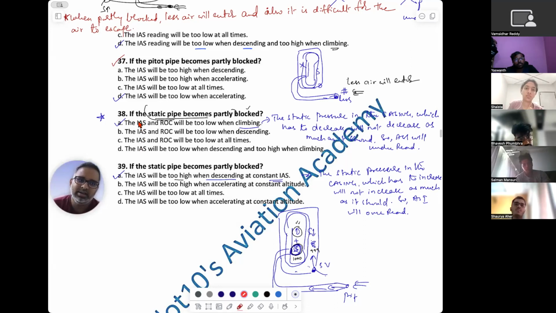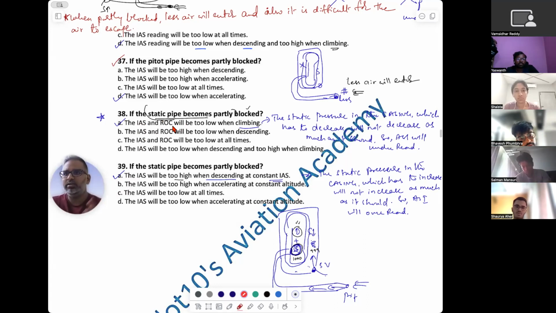only answer indicated airspeed. ROC is rate of climb. Ignore it. You will understand when I am teaching VSI. That rate of climb indicator and rate of descent indicator, VSI, vertical speed indicator, has not been taught to you. Okay. So 38, if you understood indicated airspeed, that is enough.